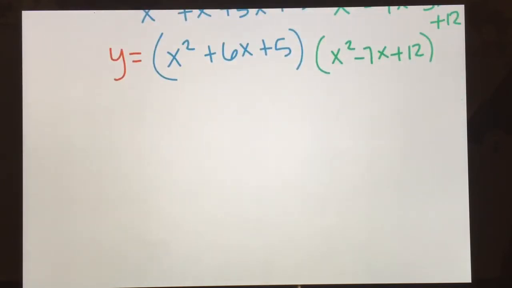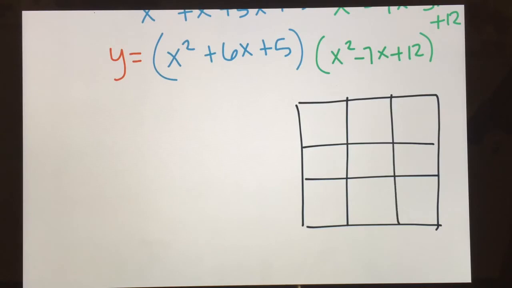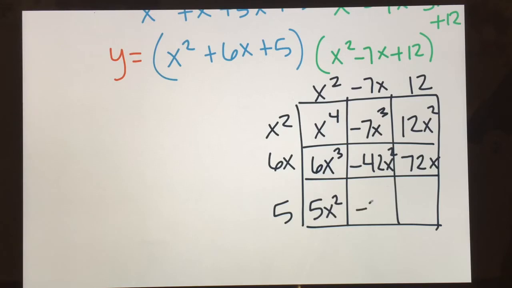So now to multiply my blue parentheses times my green parentheses, I'm going to have 3 pieces times 3 pieces. And so I'll go ahead and make a box that is 3 by 3. So x squared, 6x, 5, and it does not matter what you put on which side as long as you have all of the pieces. You'll get the same answer anyway. So x squared times x squared is x to the 4th, negative 7x to the 3rd, 12x squared, 6x to the 3rd, negative 42x squared, 72x, 5x squared, negative 35x, and then 60.